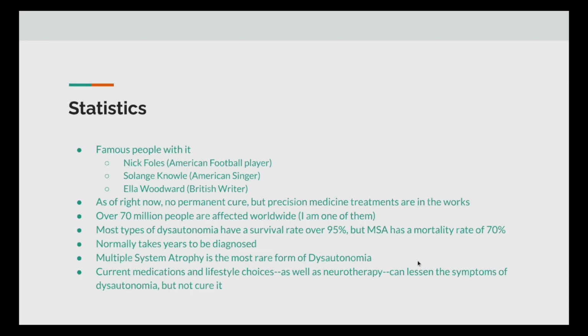So multiple system atrophy is the most rare form of dysautonomia, and it has a 70% mortality rate. It's good that it's the most rare because it is by far the most fatal. Dysautonomia is not fatal. Current medications and lifestyle choices, as well as neurotherapy, can lessen the symptoms of dysautonomia, but not cure it. So here are most of the symptoms for dysautonomia.